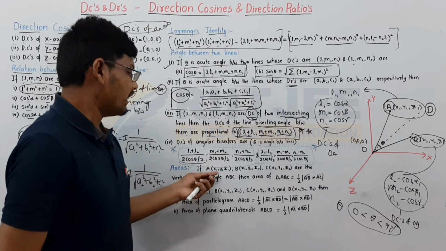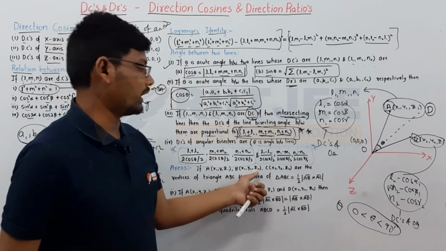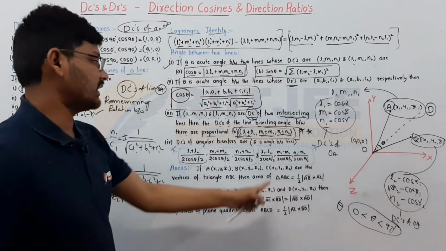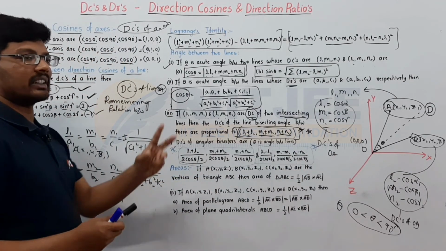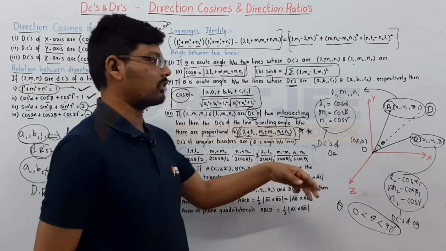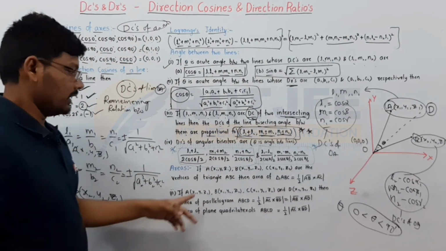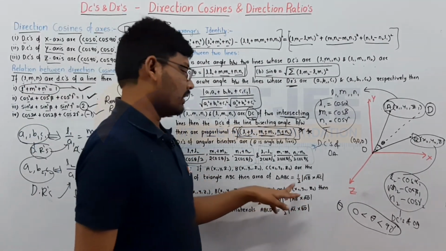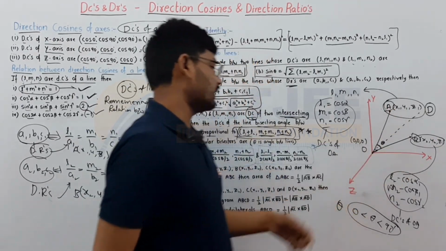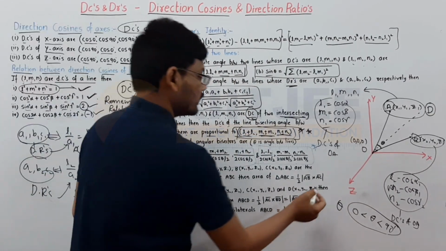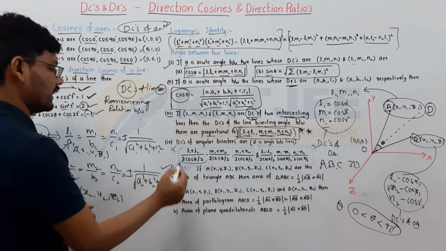And the final one, areas. If A is x1, y1, z1, B is x2, y2, z2, and C is x3, y3, z3, these are vertices of a triangle, three vertices of a triangle in a 3D coordinate system. The triangle framed by three points is the ABC triangle here. Then the area of the triangle is directly half into AB into AC. The product of AB and AC gives the area of the triangle framed by three points A, B, C in a 3D coordinate system.